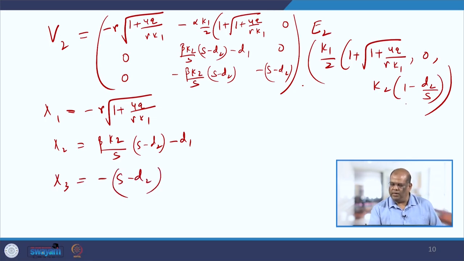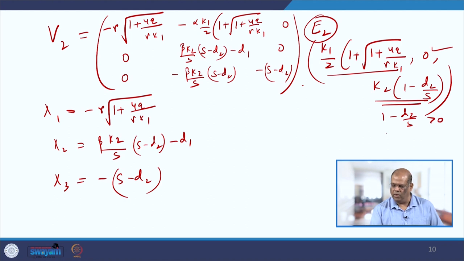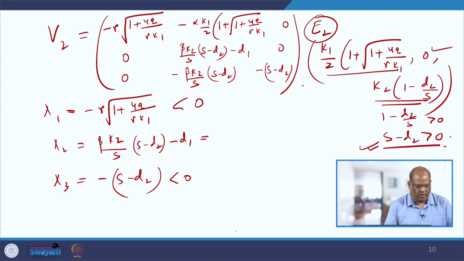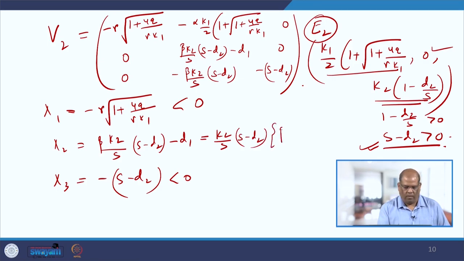Now, if you notice, for the existence of this E2, we have already mentioned that this is already positive, this is 0, this has to be positive, which will mean 1 minus D2 by S has to be greater than 0. And S minus D2 has to be greater than 0. So, this eigenvalue is always negative, and we can simplify this as K2 by S into S minus D2 multiplied by beta minus SD1, divided by K2 S minus D2.